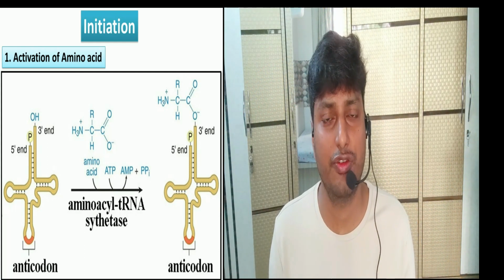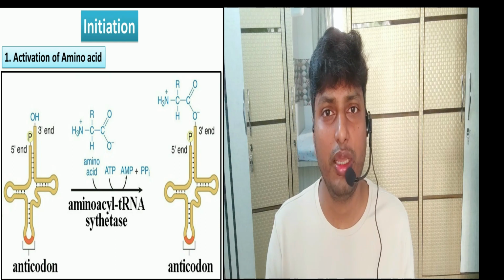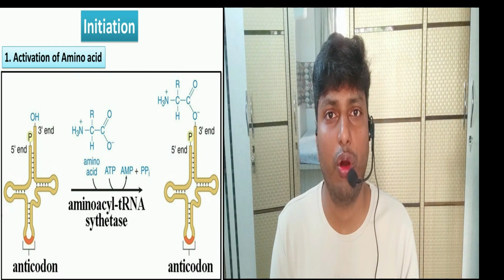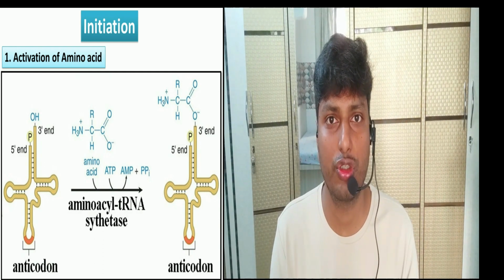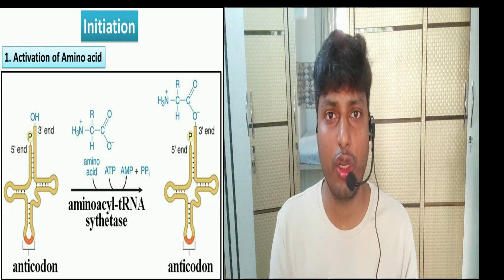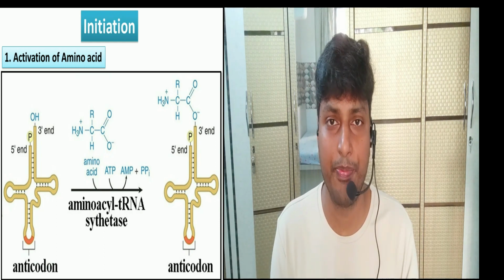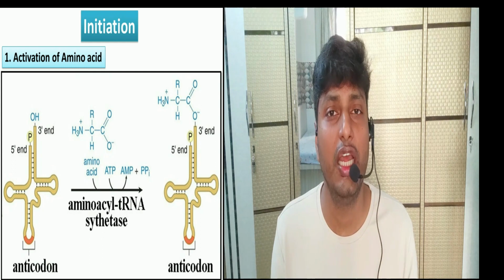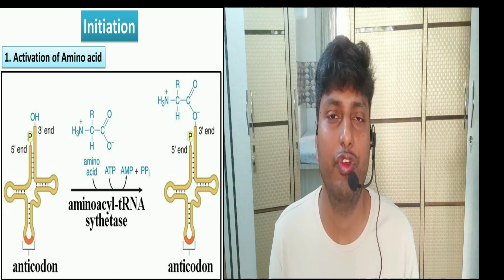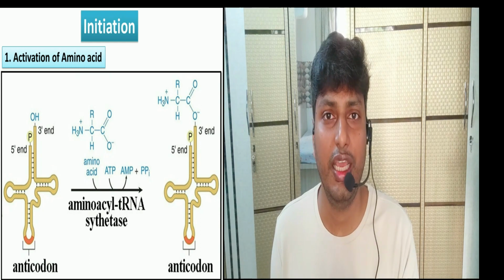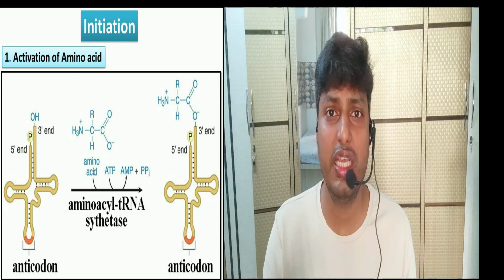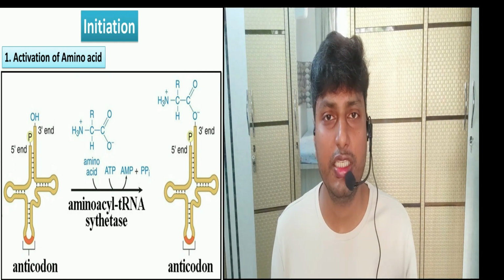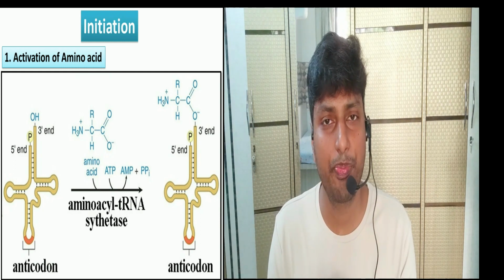This transfer RNA binds with the amino acid, right? So what is this step called? This is known as activation of amino acid, or sometimes it is also known as activation or charging of tRNA. So the amino acid is going to get attached to the tRNA, and how? It is going to get attached with the help of an enzyme known as aminoacyl tRNA synthetase. This enzyme, by using ATP, which we all know is the energy rich molecule, combines the amino acid to the tRNA.